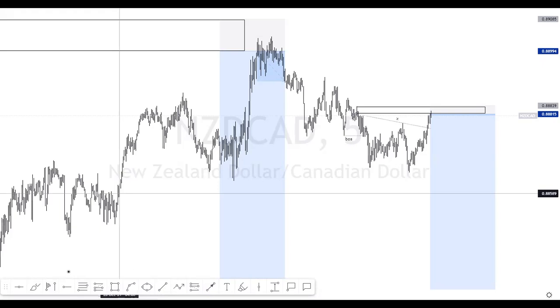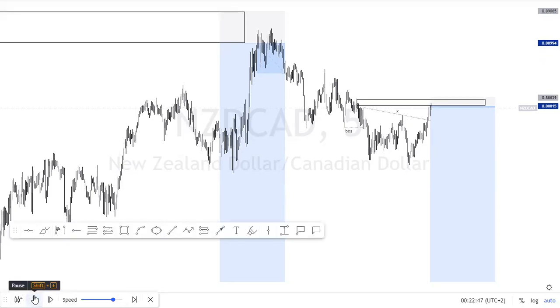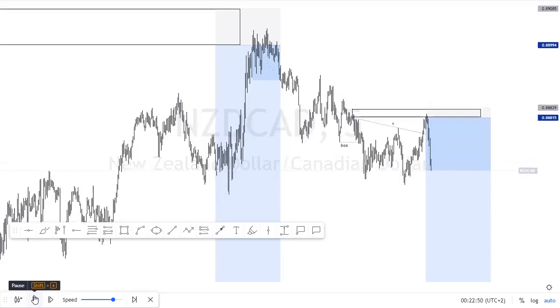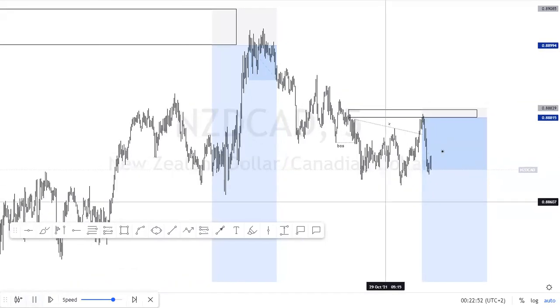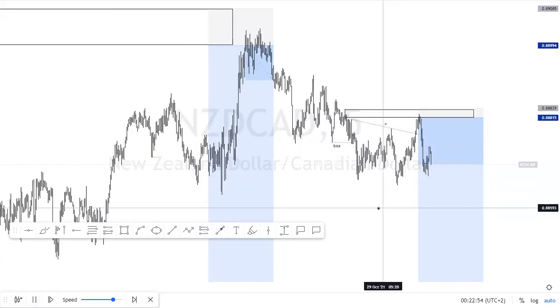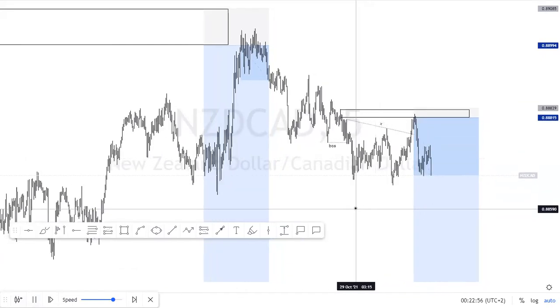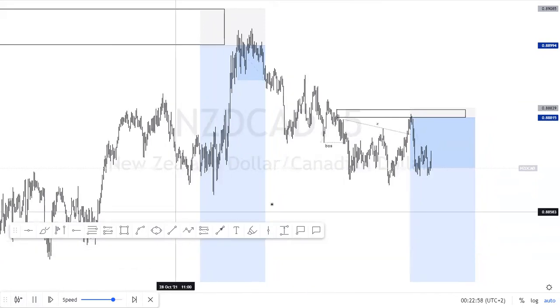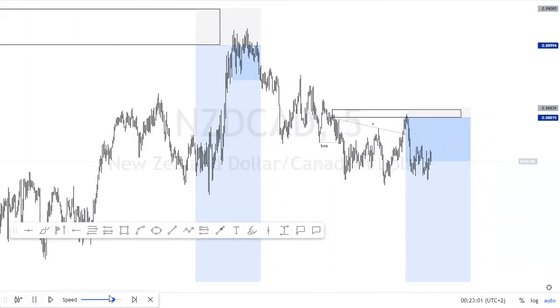So yeah, guys. Let's check. Okay, is the market starting to come to the downside now? The market starts coming, very nice.